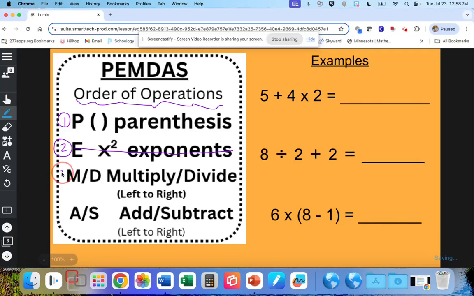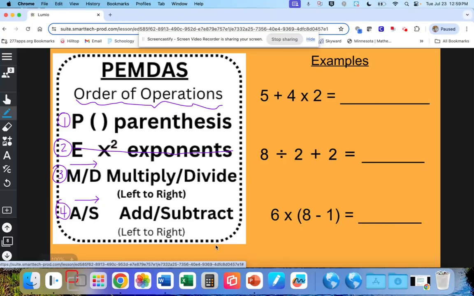The next step is multiplication and division. Now, this is where people don't like the term PEMDAS because we do multiplication and division from left to right. That means we might actually divide before we multiply. Same with addition and subtraction. That is our fourth step. We do them at the same time, but we go from left to right. So we might actually do subtraction before addition, depending on where they show up.